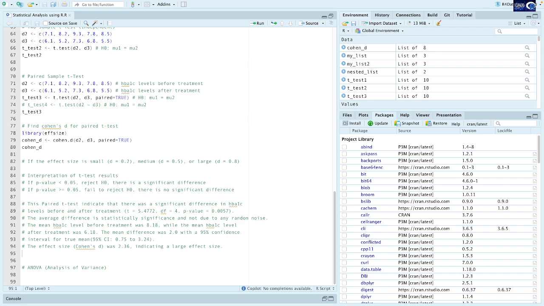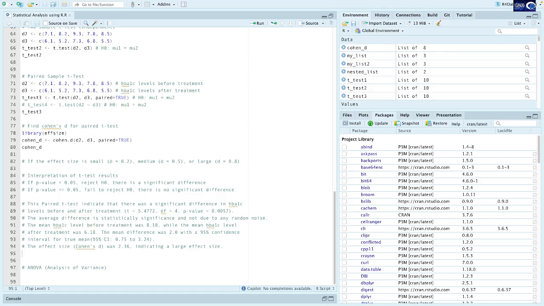Any questions so far? Okay. I think it is clear for everyone, and we'll be starting with the regression analysis.